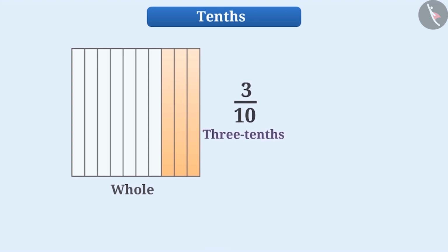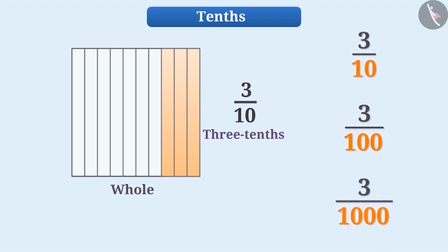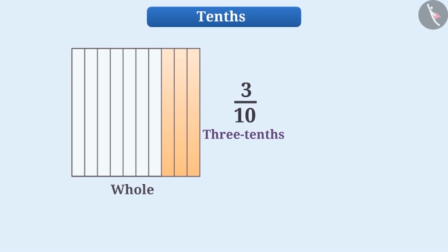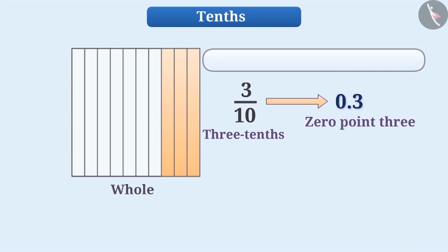We can represent any fraction in decimal form if its denominator is 10, 100, 1000, etc. Here, 3 by 10 is represented in decimal form as 0.3. Decimal numbers are obtained when fractions are represented in decimal form.